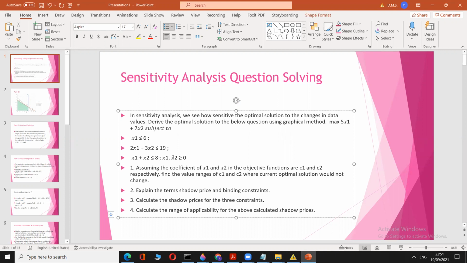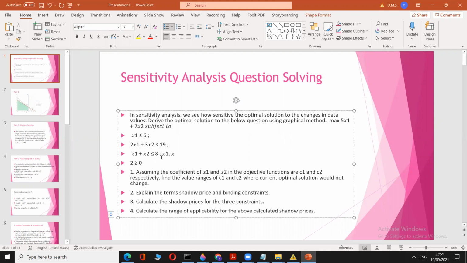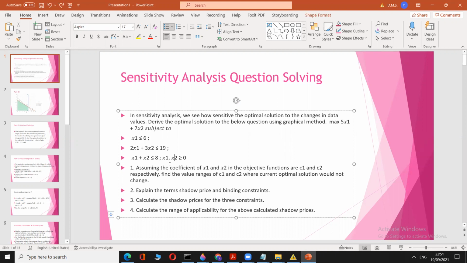And these are the non-negative variables: x1, x2 greater than or equal to 0. Assume the first part: the coefficients of x1 and x2 in the objective function are c1 and c2 respectively. Find the value range of c1 and c2 where the current optimal solution would not change.